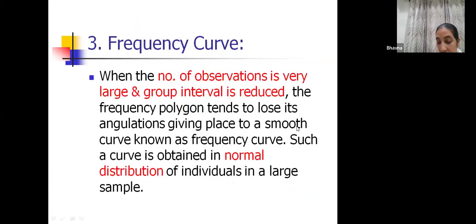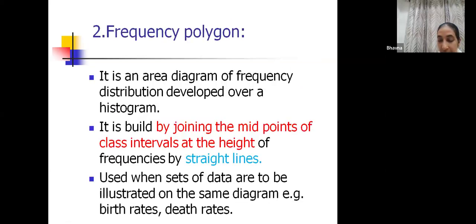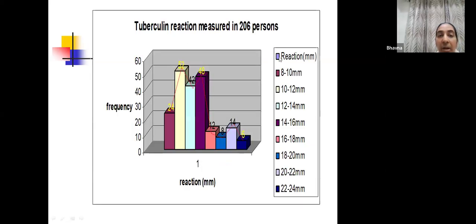The slide is, yeah, is it moving? Yes. Okay. See, for example, this is the data which shows tuberculin reaction measured in 206 people. This is the histogram which comes from the reactions and the frequency of people having 8 to 10 mm reaction or 10 to 12 mm reaction. How is the frequency polygon made? We just have to draw straight lines from the center of the vertical bar, see, from here to here.